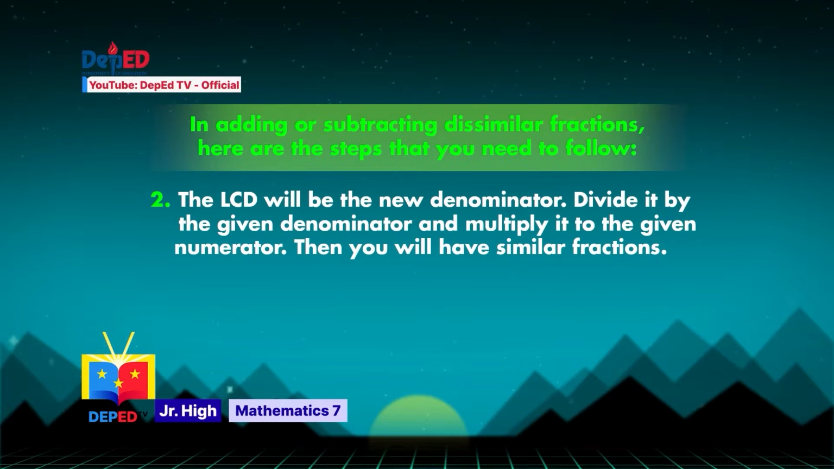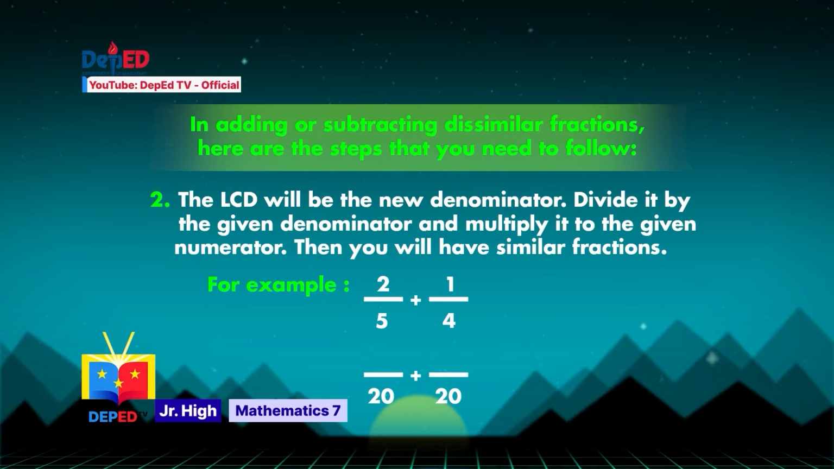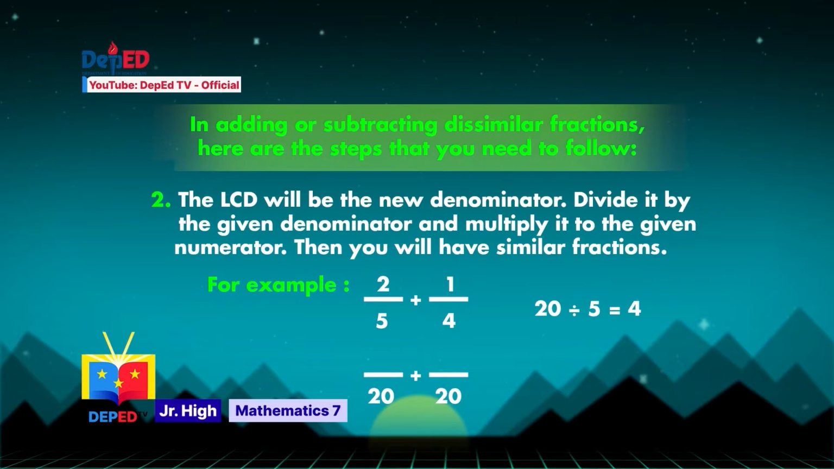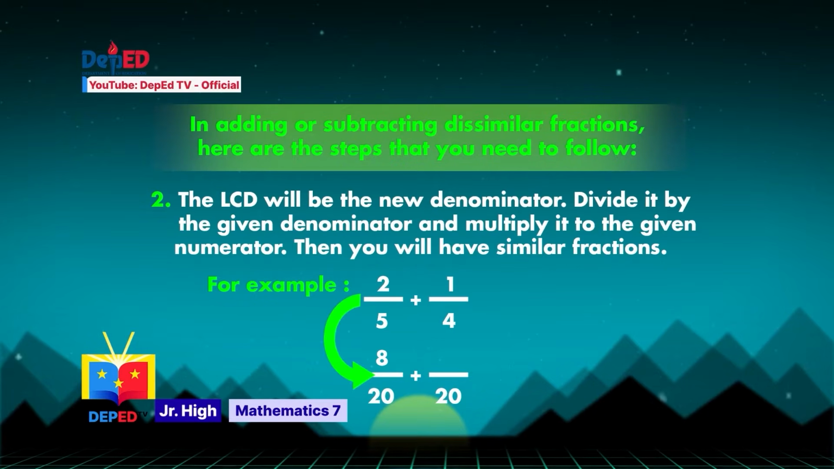Second, the LCD will be the new denominator. Divide it by the previous denominator and multiply the result to the given numerator. Then, you will have similar fractions. Let us change the given fractions into similar fractions. 20 divided by 5 is 4, times 2 is 8. Thus, 2 over 5 is equal to 8 over 20.